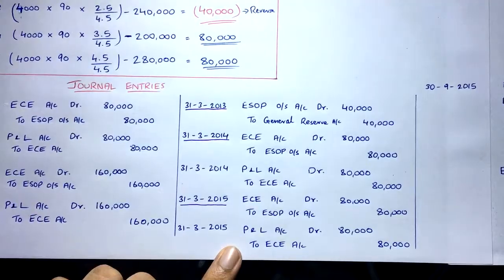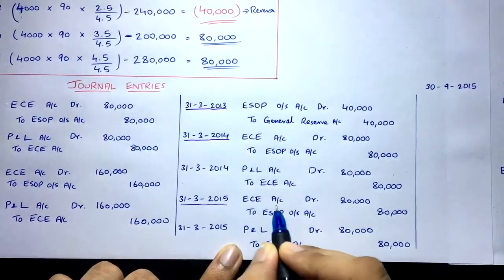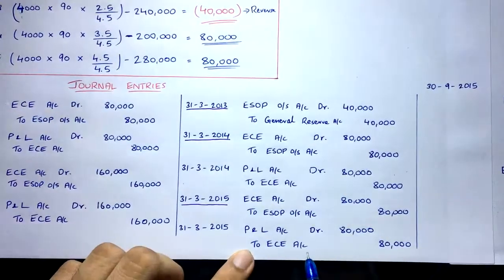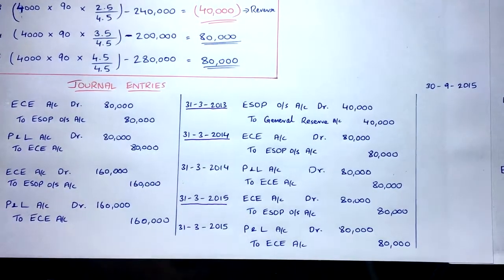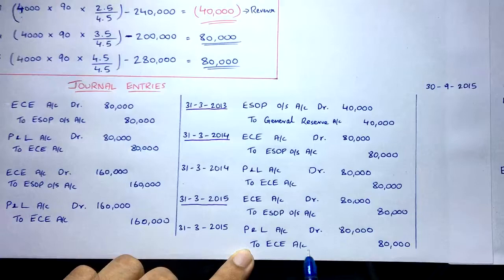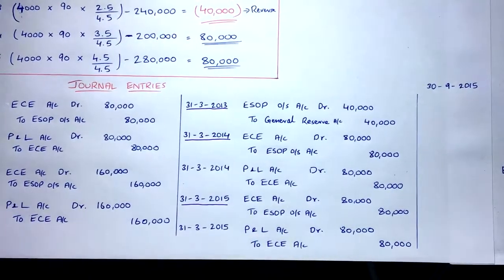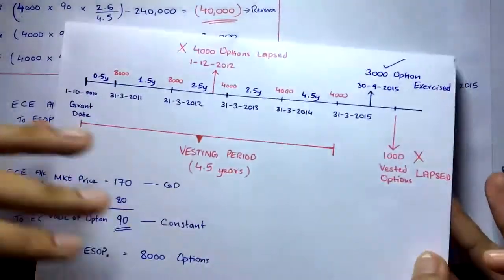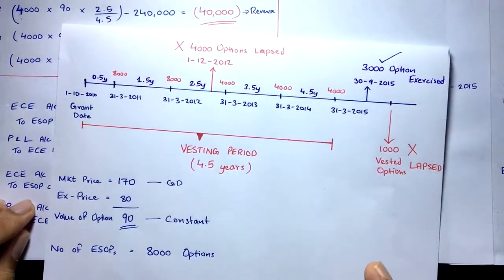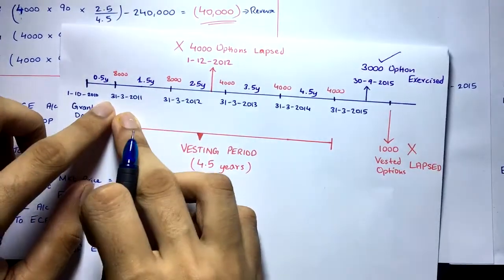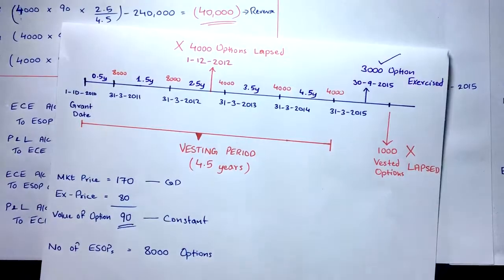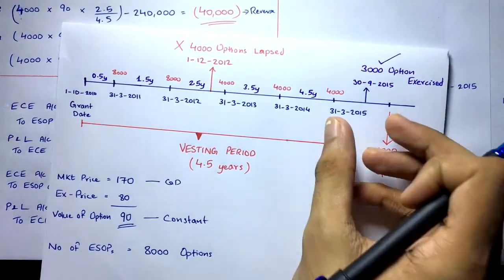Now here what is happening? Employee compensation expense gets debited first. You recognize the expense first and then you cancel the expense. You transfer it to profit and loss, right? So this debit equals credit, it gets cancelled out. You know that, right? So what we did so far, at the end of every year we recognize the expense and liability and we transfer the expense to profit and loss. Here 31st March 2011, 2012, 2013, 2014, 2015. We did this till the vesting period. Now the exercise period comes.